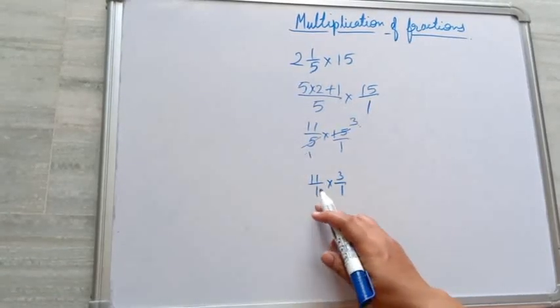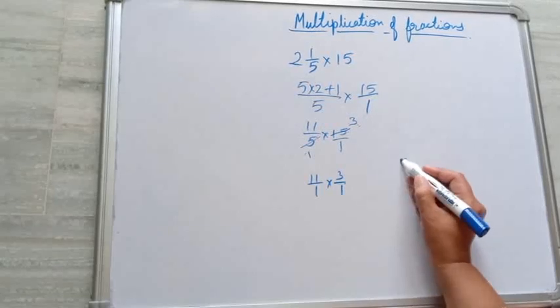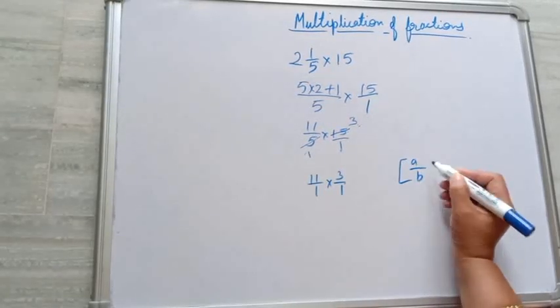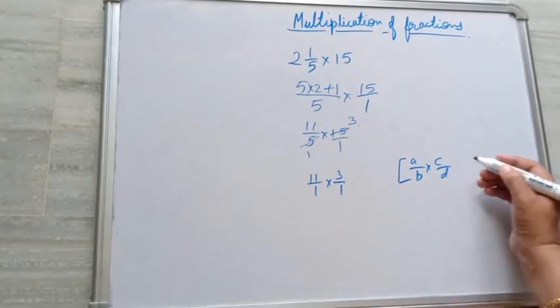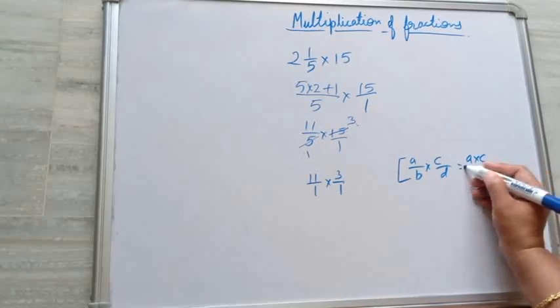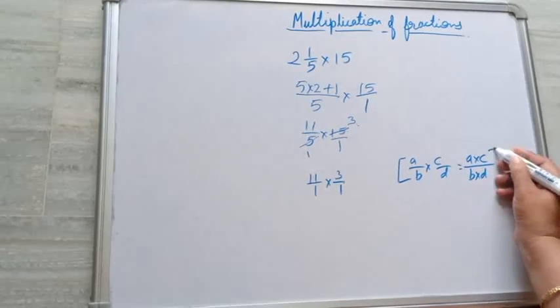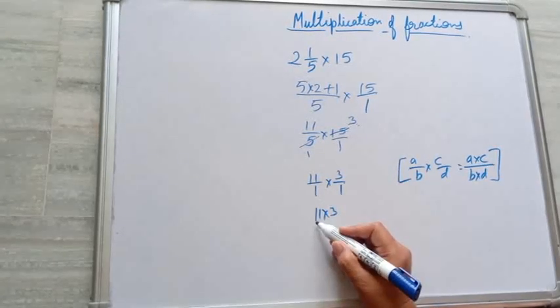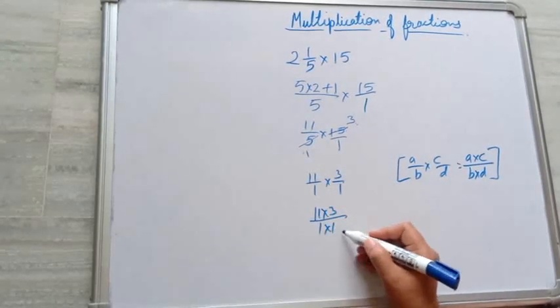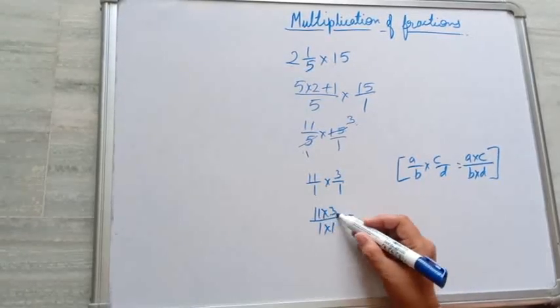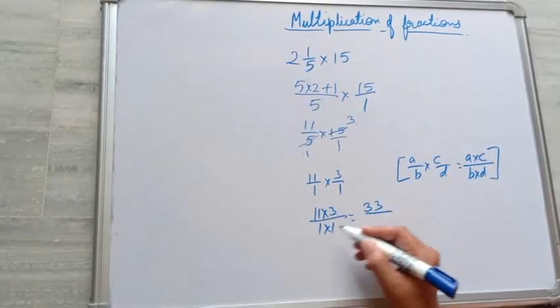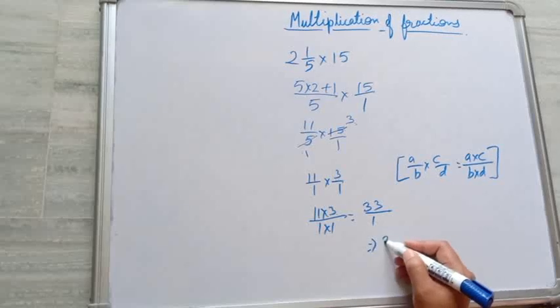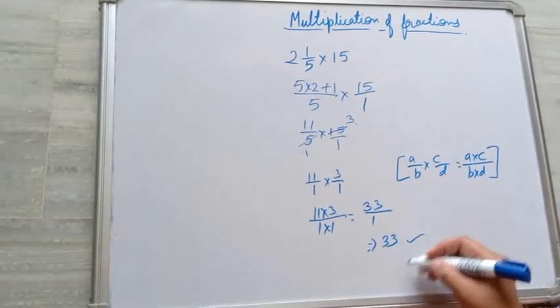11 into 3. As per the rule, as we know, A upon B multiplied by C upon D is equal to A into C upon B into D. So 11 into 3 upon 1 into 1. There is no need to write 1 upon 1. 11 into 3 is 33 upon 1, that is only 33. This is the answer.